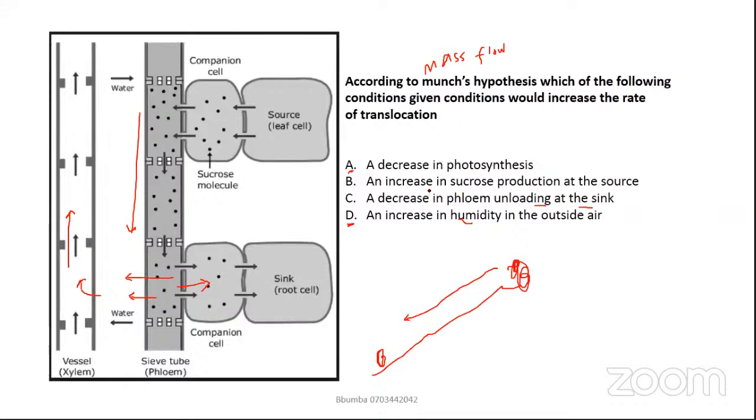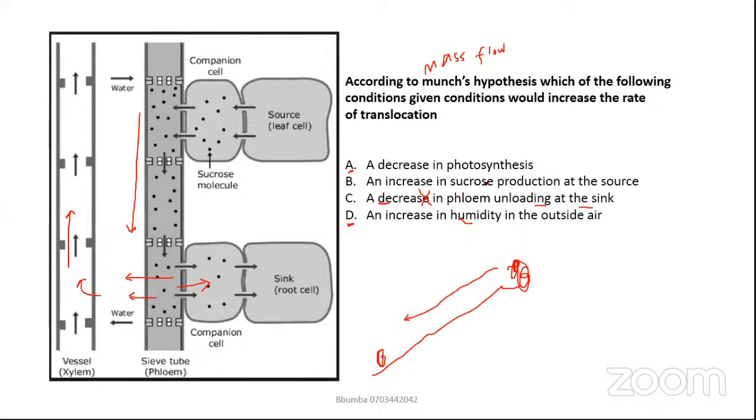This one obviously will just decrease, because of unloading. Once the sugars have come to the sink, they're supposed to be unloaded, and some are respired and some are converted into starch. That is the unloading. So when you decrease that, it means you are not increasing translocation.